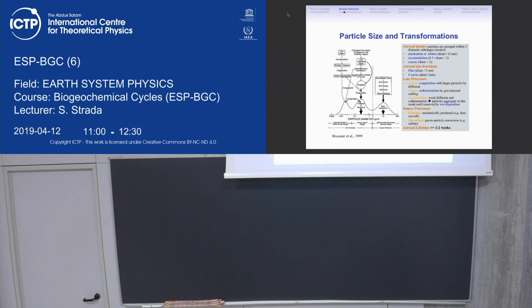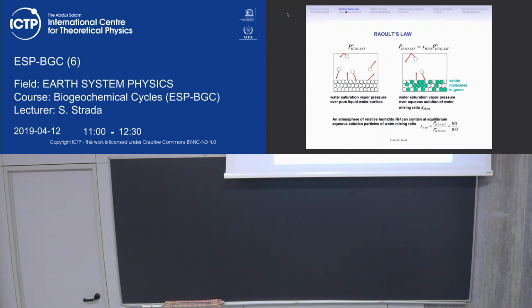And for coarse mode, the main loss process is sedimentation. And as we mentioned before, the source process also leads to another kind of classification, distinguishing primary and secondary aerosols depending on how they have been produced. In general, aerosol lifetime is between 1 to 2 weeks. Then for sure it depends on the weather conditions, which may speed up some loss processes, and also on the environment where, for example, the precursor gases have been emitted.